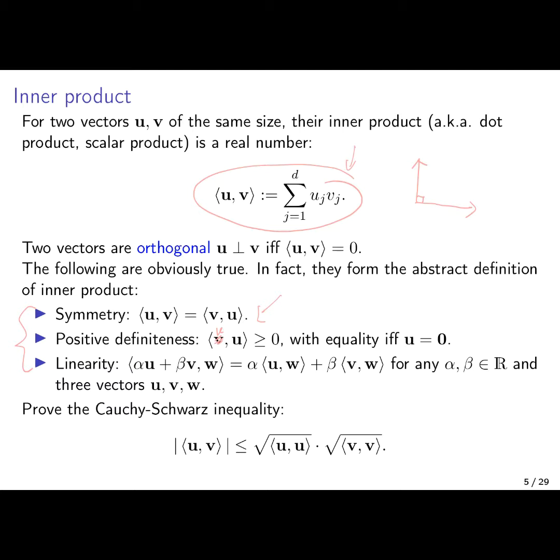For the majority of our course, this special case is enough. And you can try to prove the Cauchy-Schwarz inequality. This is very crucial, and we're going to use this inequality many times in this course. What it says basically is, if you take the dot product between two vectors, then it's upper bounded by the square root of the dot product of one of the vectors, multiplied by the square root of the dot product of the other vector.